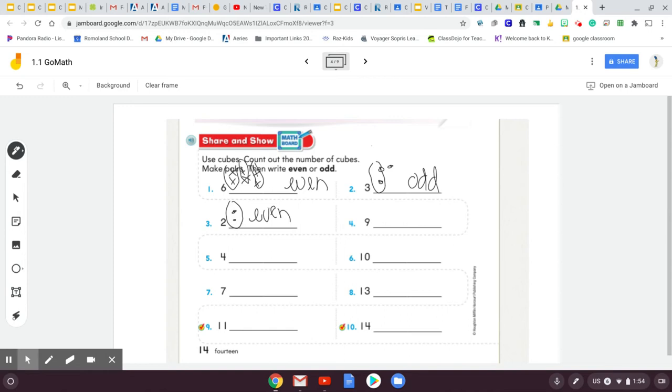Let's go to number 4. The number 9. I'm going to make an array of 9. 1, 2, 3, 4, 5, 6, 7, 8, 9. I know that all of these make a pair. And this is the odd one out, so it's going to be odd. Let's go to number 5. 1, 2, 3, 4. Make a pair. That's even.